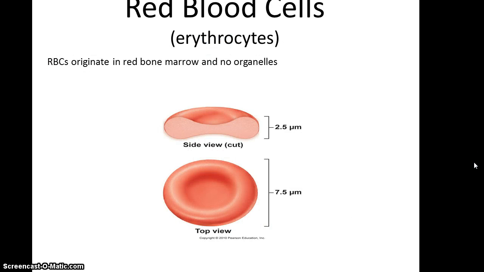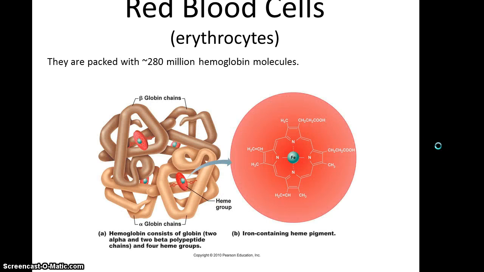So let's talk about erythrocytes. Erythrocytes are the red blood cells. Again, they originate in the red bone marrow, and they have no organelles. They're just fluid-filled sacs. And inside this fluid, they have what is referred to as hemoglobin molecules. And it is the hemoglobin molecules that hold the oxygen when we breathe in and the carbon dioxide for when we want to breathe out.